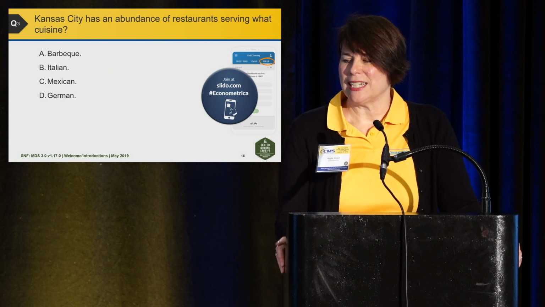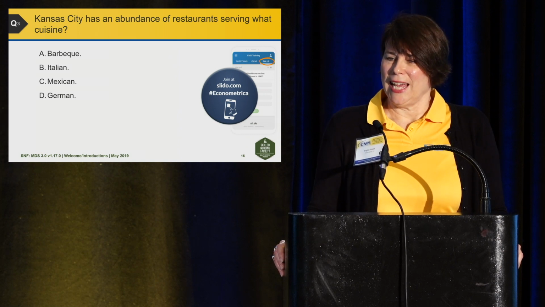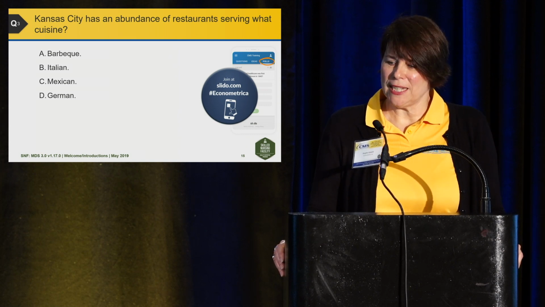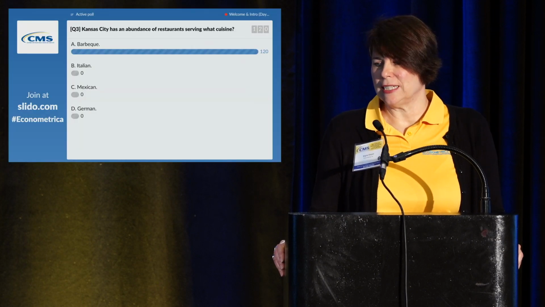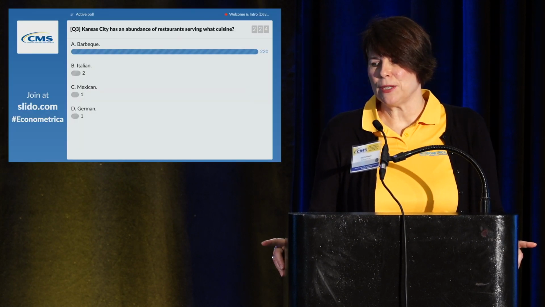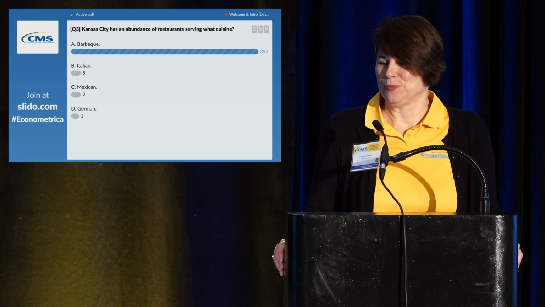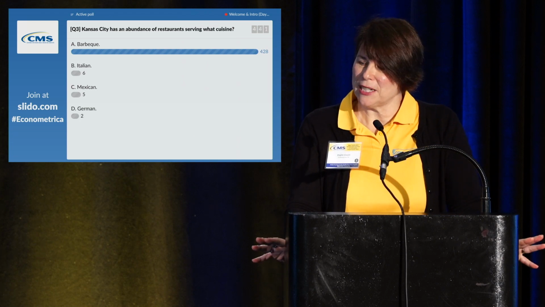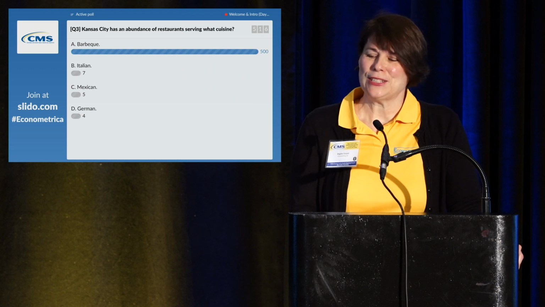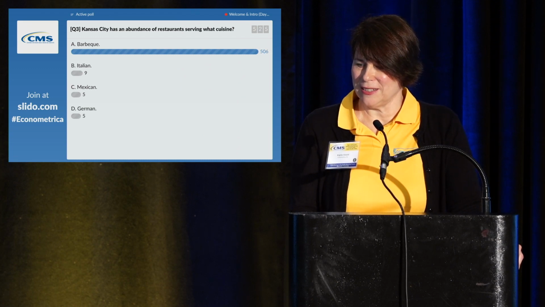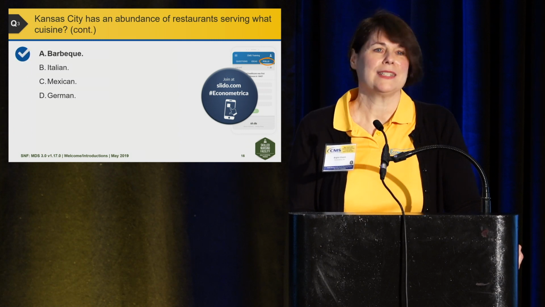So, Kansas City has an abundance of restaurants serving what cuisine? A, barbecue, B, Italian, C, Mexican, or D, German? Now, this could be one of those trick questions, like the Kansas River one was. But I'm not seeing that too many of you are fooled at this point. Okay, so let's go ahead and see what the correct response is. And the correct response to this question is A, barbecue.